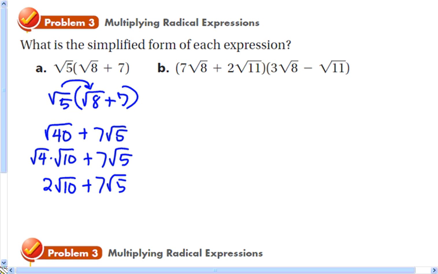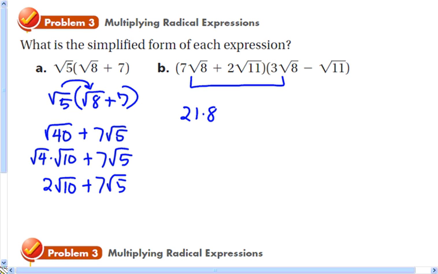All right, in this one, we are going to multiply. It kind of looks like two binomials multiplied. So we're going to use the FOIL method here. First, we're going to multiply these two out. And to do that, I'm going to do 7 times 3, which is 21. And the square root of 8 times the square root of 8 is 8. So we have 21 times 8 there.